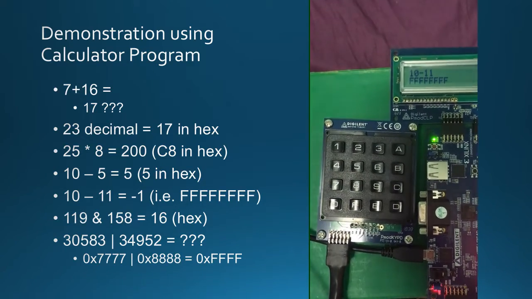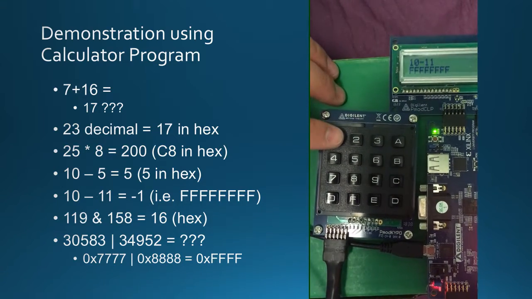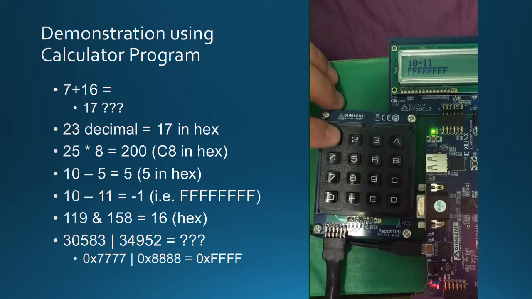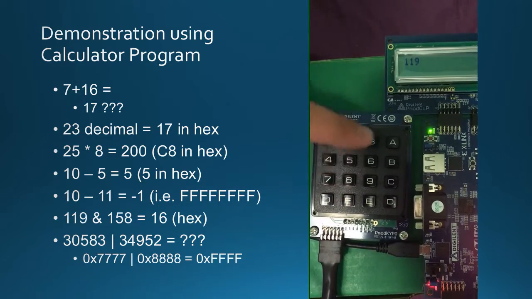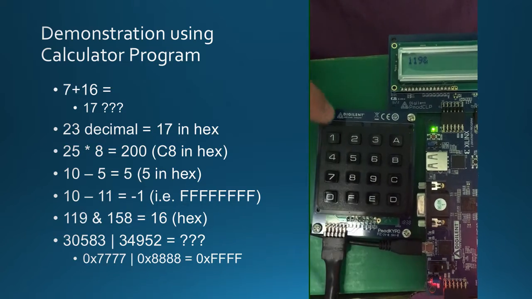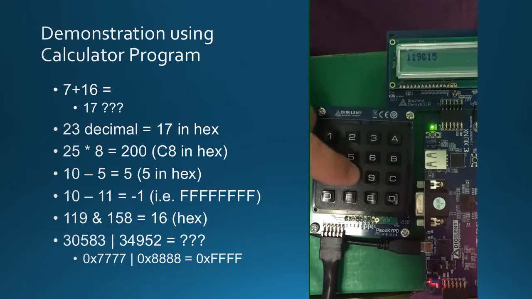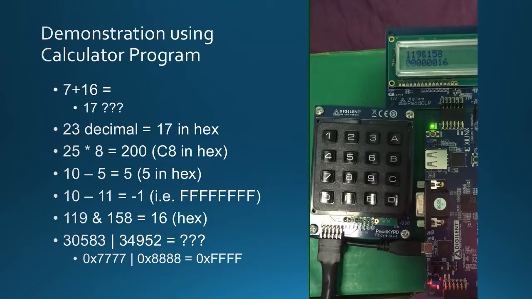I had extra buttons on this keypad, so I went ahead and did this also. I can say 119 and, I think this was and, yeah, that's and, 158, and that does a bitwise and of the value, and that comes across as 16.